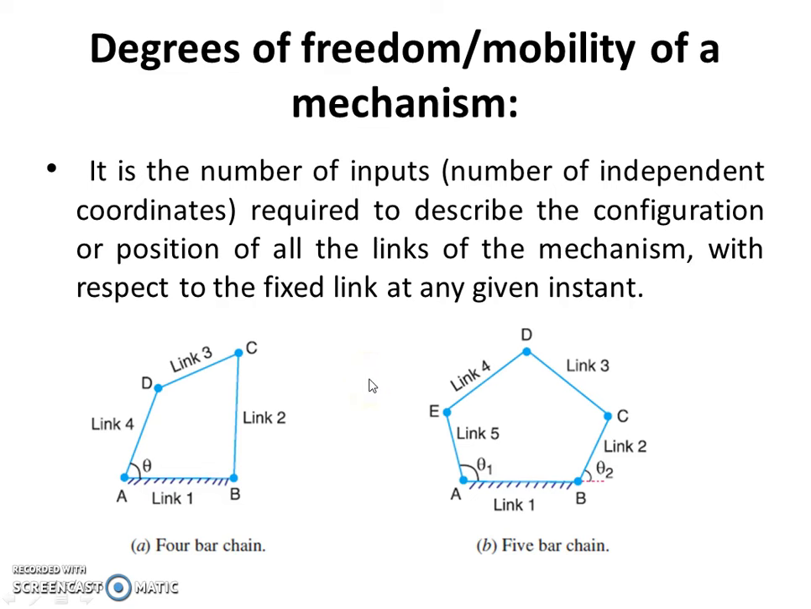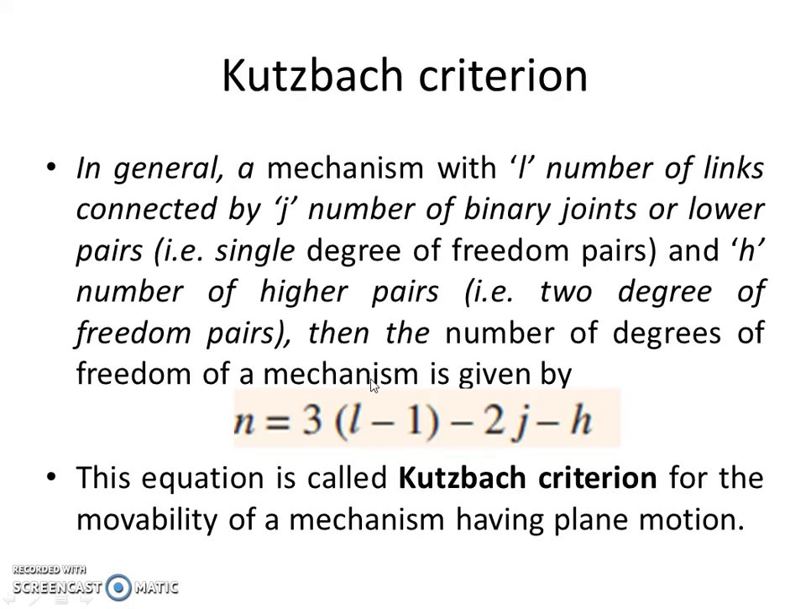To identify the mobility of the mechanism, there is a criterion given by Kutzbach. In the Kutzbach criterion, the mobility of a mechanism is defined by this equation: n, the mobility of the mechanism, equals 3 into (L minus 1) minus 2j minus h, where L is the number of links in the mechanism, j is the number of joints forming lower pairs in the mechanism, and h is the number of joints forming higher pairs in the mechanism. This equation is given by the Kutzbach criterion and is used to find the mobility or movability of the mechanism.